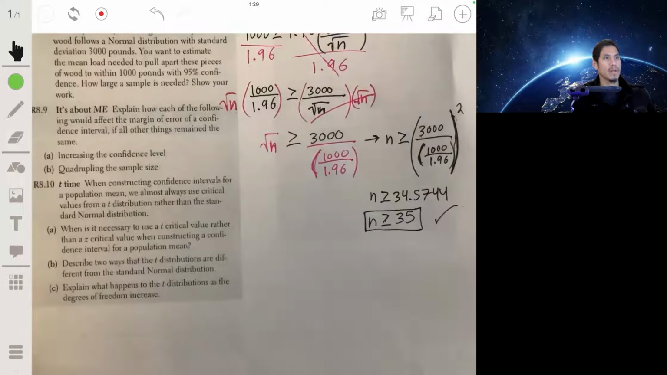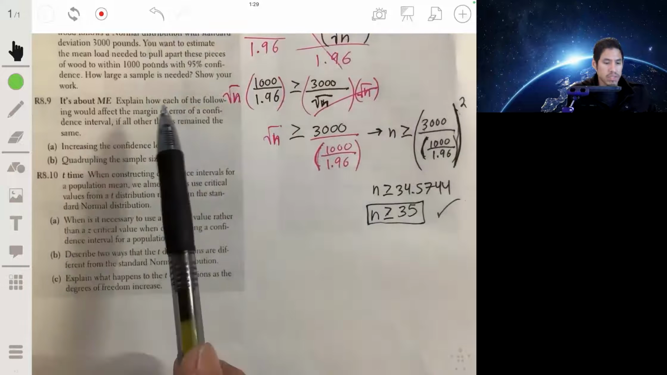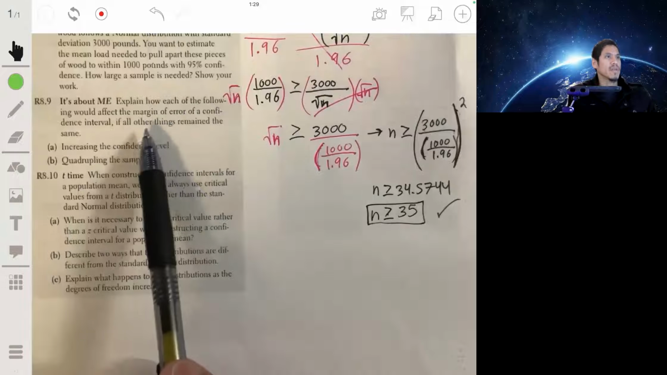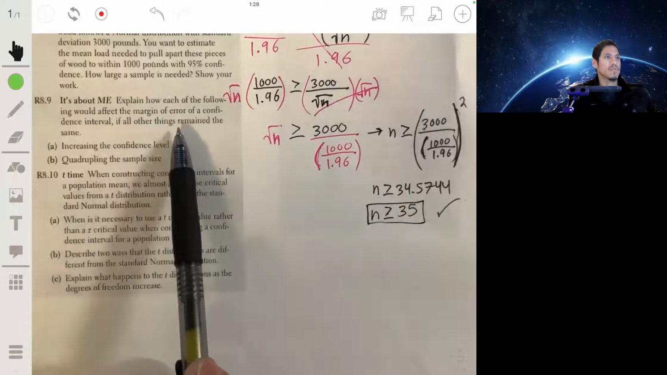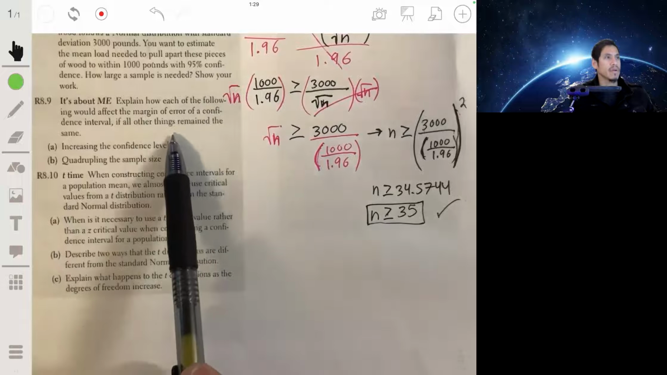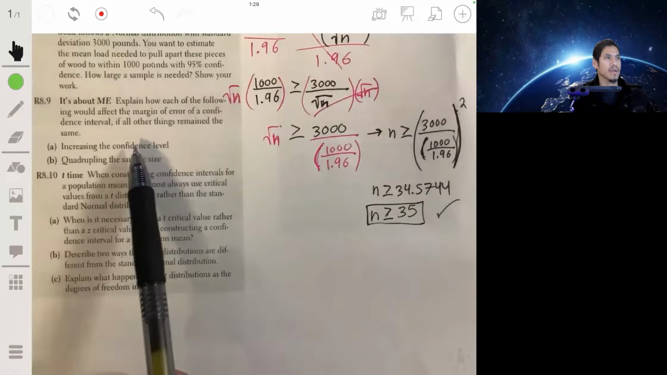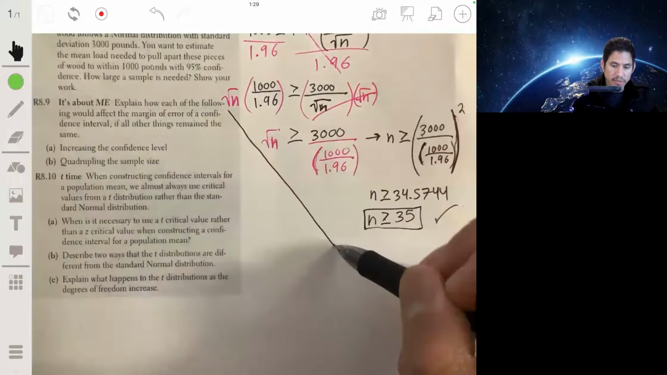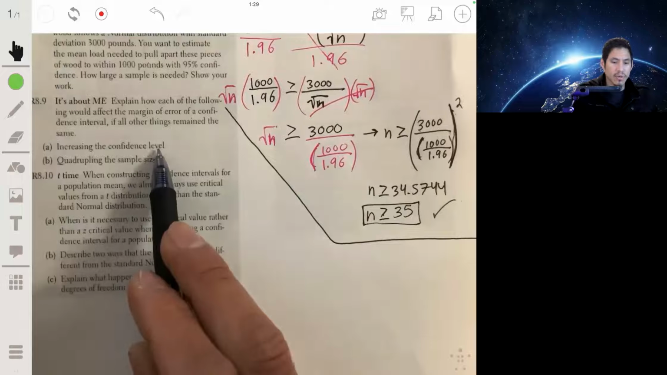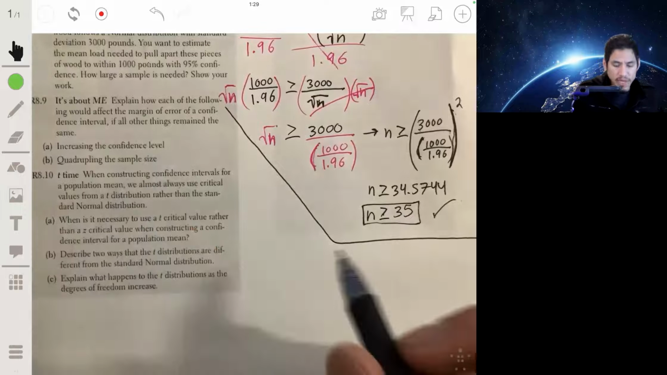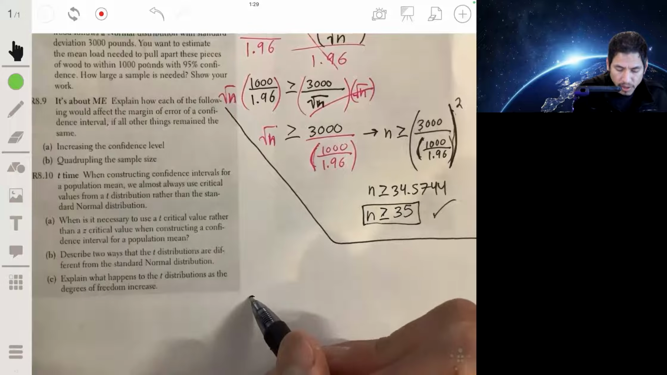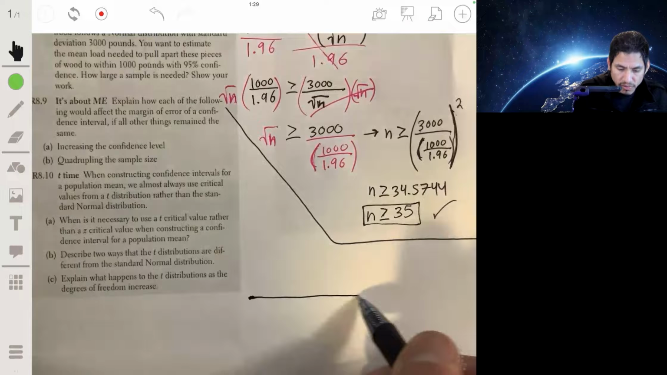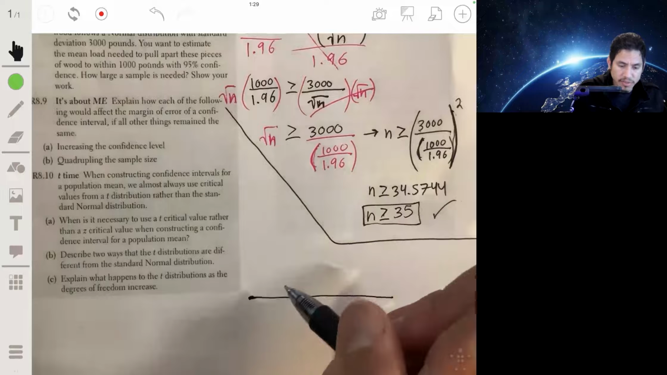Okay, problem 9. Explain how each of the following would affect the margin of error of a confidence interval if all other things remain the same. Increasing the confidence level. So let's go back to how a confidence interval works, and let's compare two things.